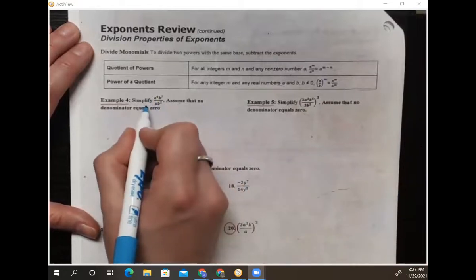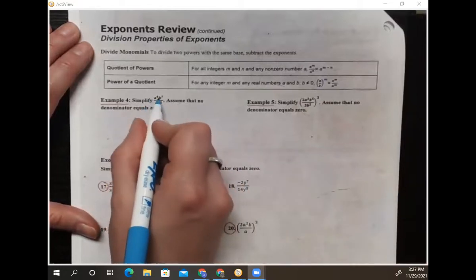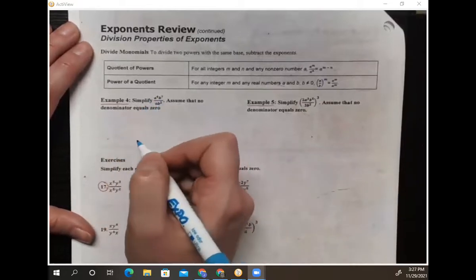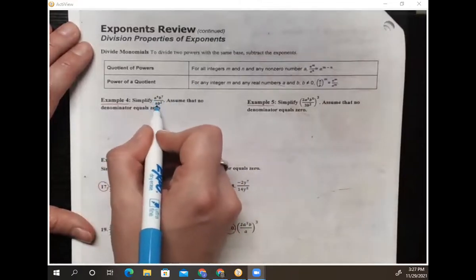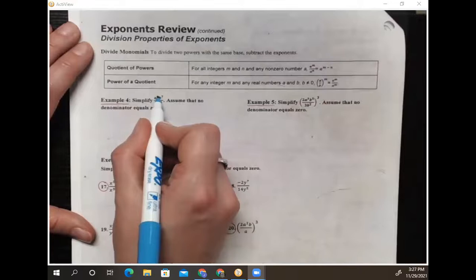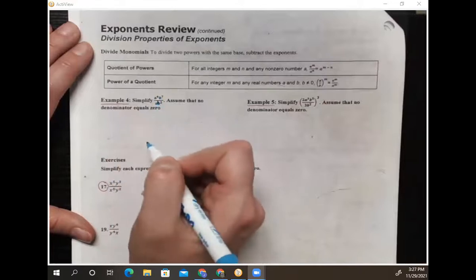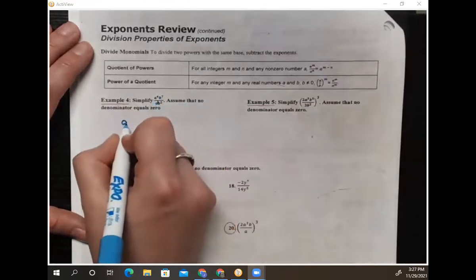So let's take a look at our top example here. I've got A's on top and bottom and B's on top and bottom. So this is telling me if we have A to the fourth divided by A, that we're going to take 4 minus 1. That would give us A cubed.